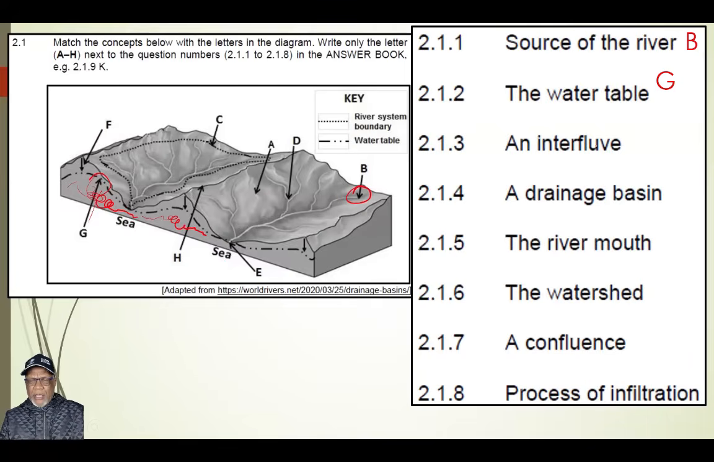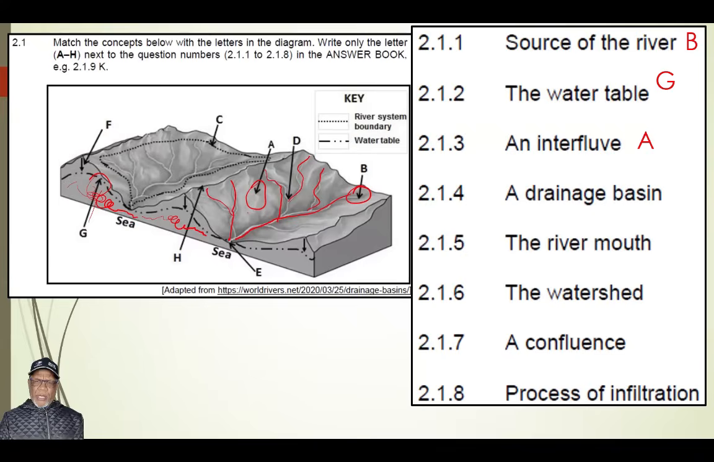Then we have an interfluve. Where is an interfluve? An interfluve is at A. So what is an interfluve? An interfluve is an area that separates the streams of the same drainage basin. So you have different streams there, and you have the main stream there. These streams that you see here are separated by these high-lying areas between them. It is called interfluve. So what is an interfluve? It is a high-lying area that separates the streams within the same drainage basin.